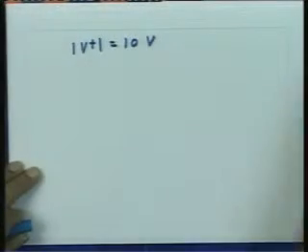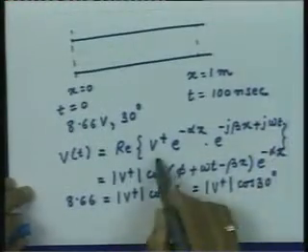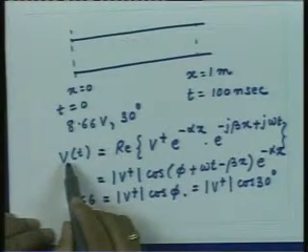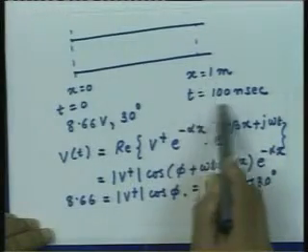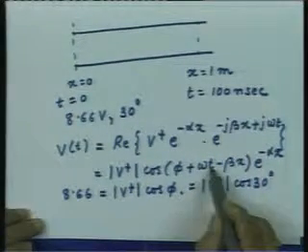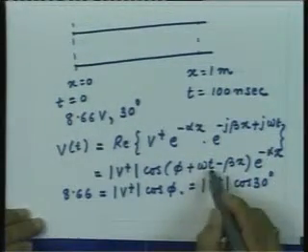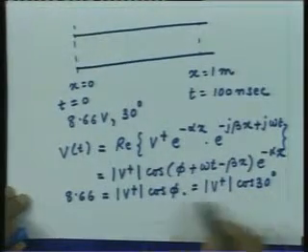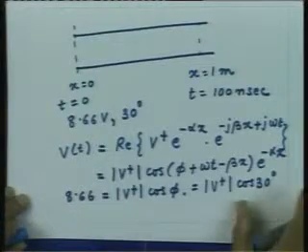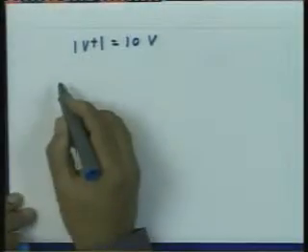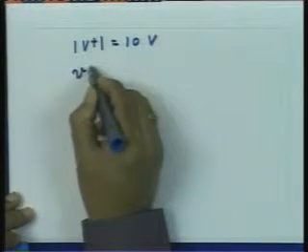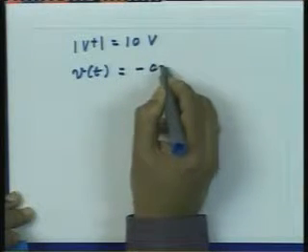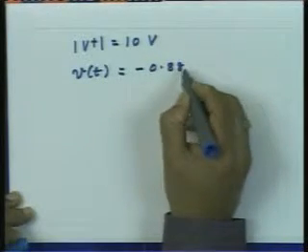Substituting this V plus in the expression, I can now calculate the value of the voltage at x equal to 1 meter at t equal to 100 nanoseconds. Just substitute t equal to 100 nanoseconds, frequency we know is 1 gigahertz, beta we have calculated, phi is given as 30 degrees, and V plus is known, equal to 10 volts. So I can find the instantaneous value of the voltage v(t), and that will be equal to minus 0.88 volts.